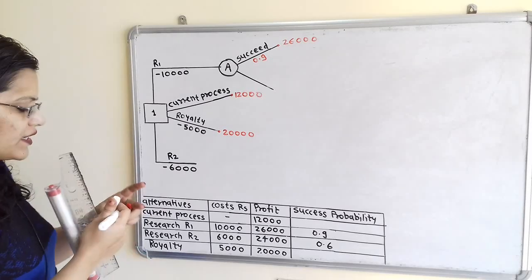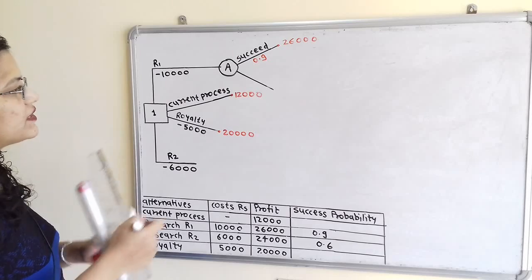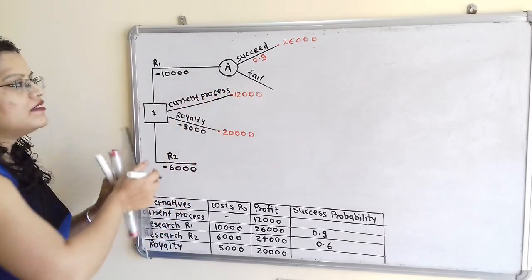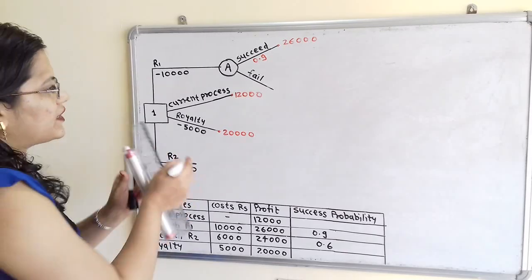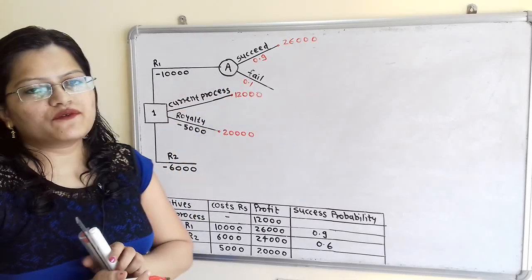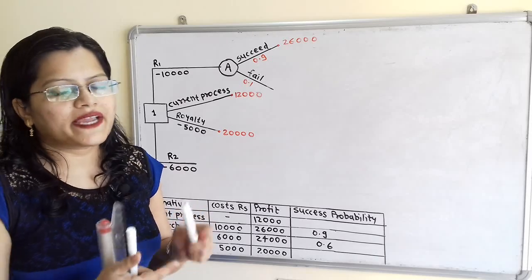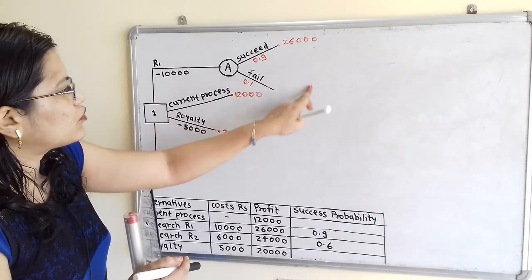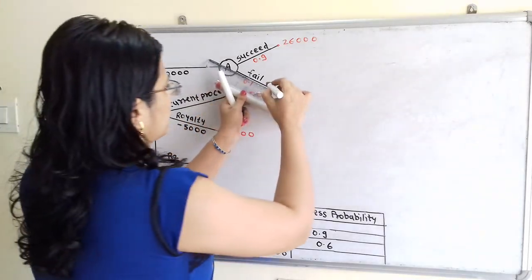Now we will move to the next, that is this research will fail. So failure of research R1, I will write here as fail. Then the probability of this failure is 1 minus 0.9, that is 0.1. Now if it fails, then we have the remaining three options, and we have to make the decision for these remaining three options. That means we have to draw here the decision node.